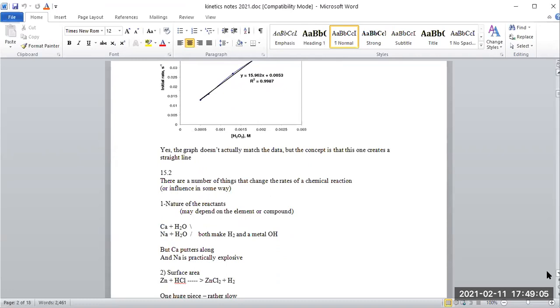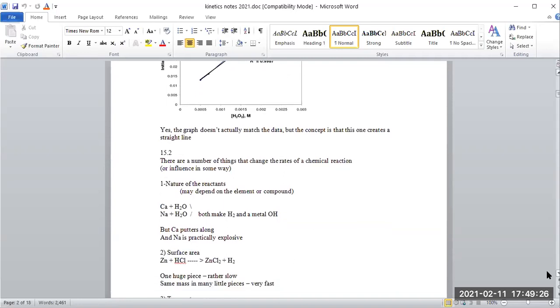So we need to address some things that affect rates of reaction. One of those is literally what it is, okay? The textbooks usually refer to it as nature of reactant. So if we look at a couple of small metals, small not transition metals, we've got some calcium and some sodium.